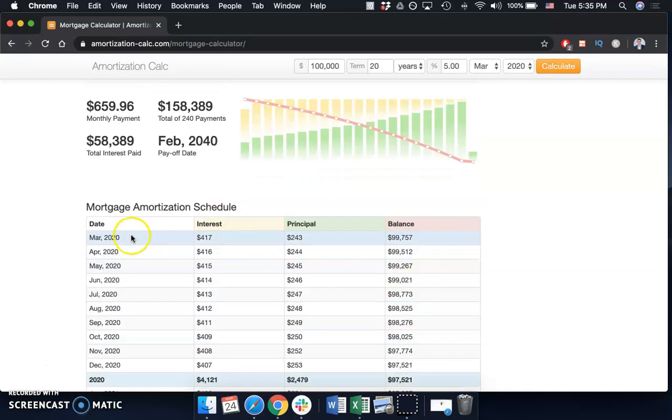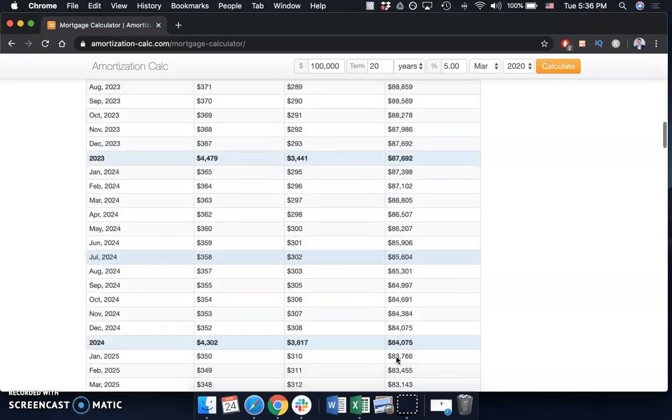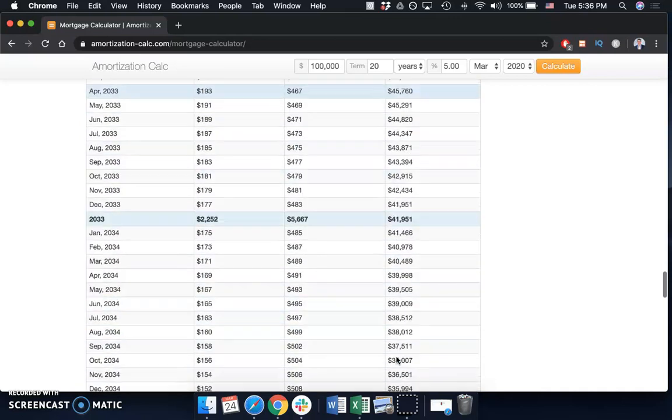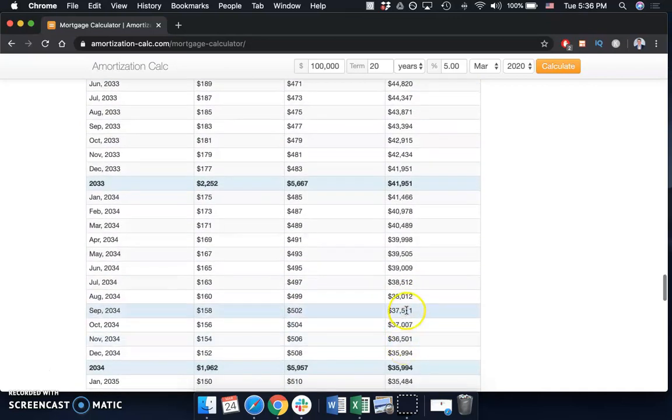So what we can see here, and a quick example of this, from the first payment to the second payment, you can see how much the balance goes down by. It goes down by $417, then $416, then $415, and it takes four payments to pay off $1,000 total. Well, if we scroll down here to payments in the later years, we'll find that in this situation, it only takes two payments to pay off $1,000.